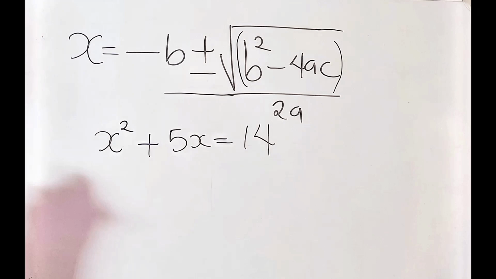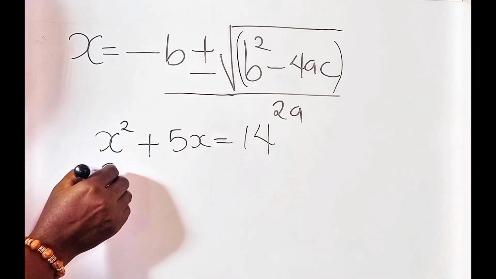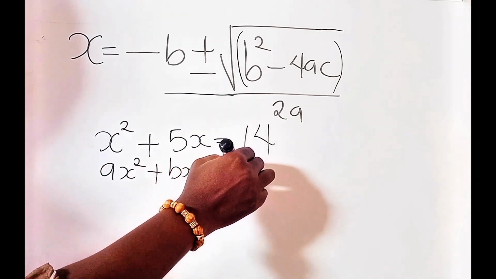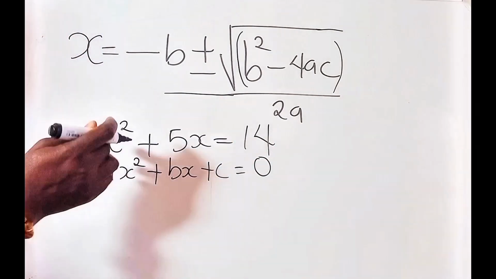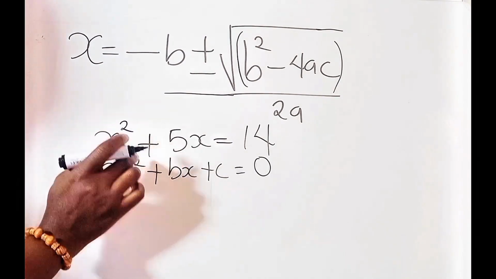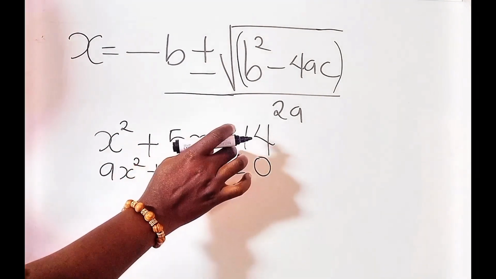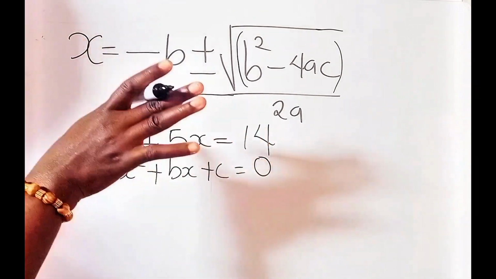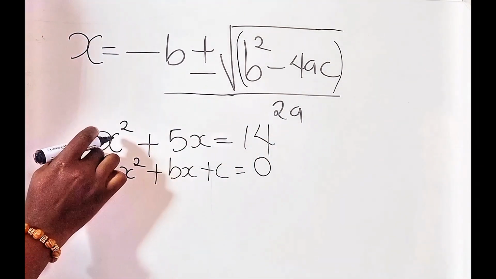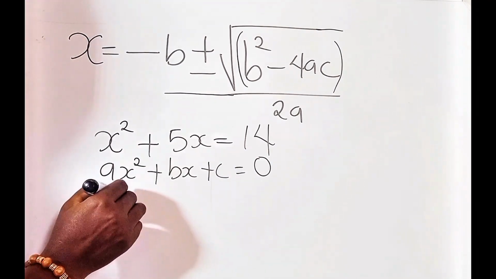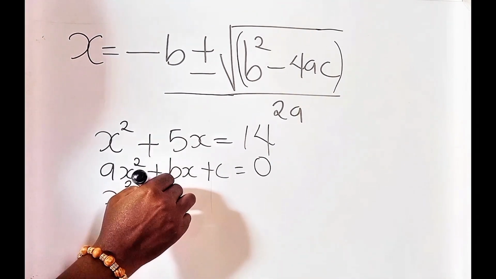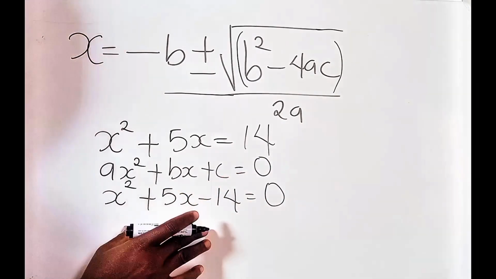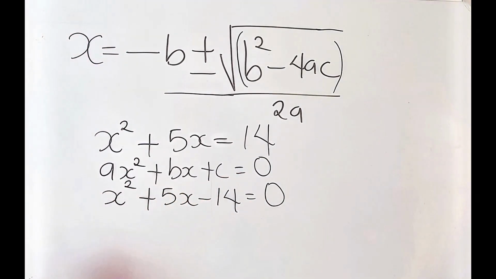The standard form of a quadratic equation is given in this form: ax squared plus bx plus c equals 0. So I'm going to express this equation in this form. To do that, I'll have to subtract 14 from both sides, so that only 0 will remain at the right hand side. The original equation becomes x squared plus 5x minus 14 equals 0. Now, this equation is in the standard form.